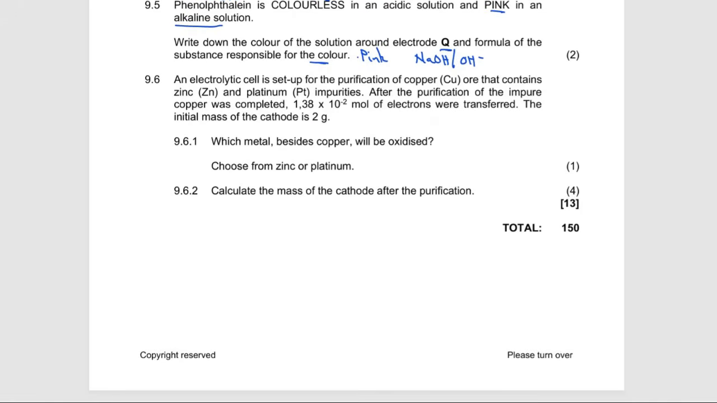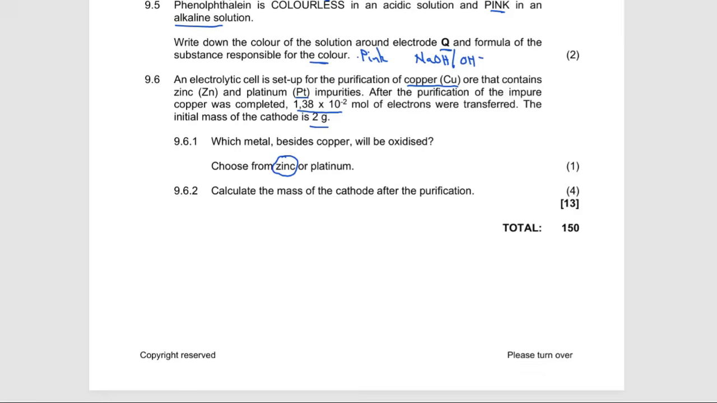An electrolytic cell is set up for the purification of copper that contains zinc and platinum (Pt) impurities. After the purification of the impure copper was completed, 1,38 times 10 negative 2 mole of electrons were transferred. The initial mass of the cathode is 2 grams. Which metal besides copper will be oxidized? Choose from zinc or platinum. So it's going to be our zinc, right? It is undergoing oxidation, so it is going to be oxidized.